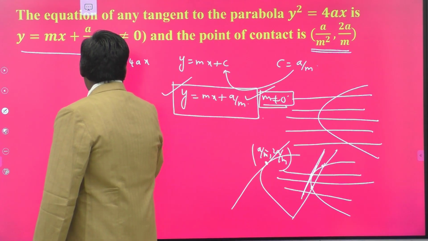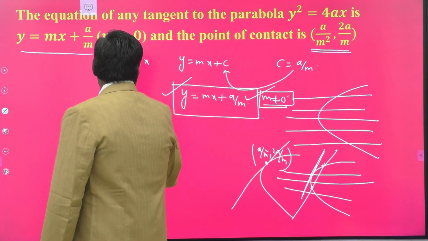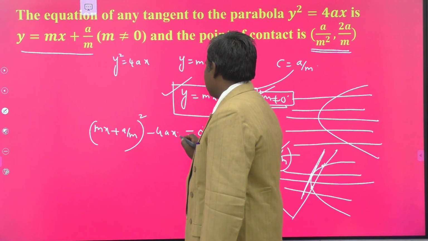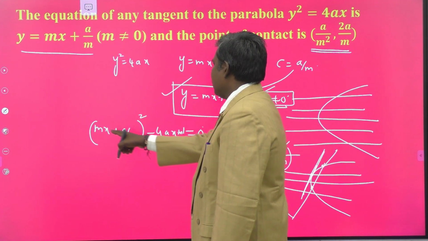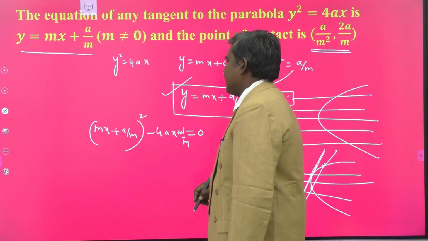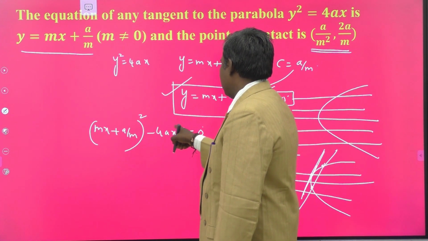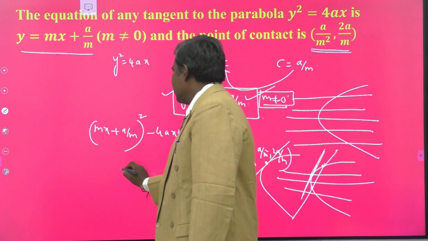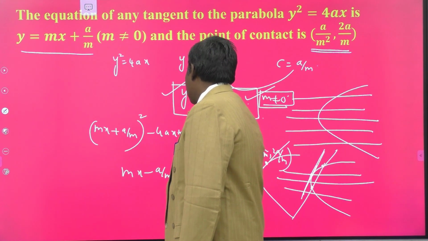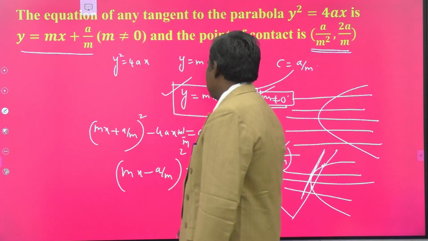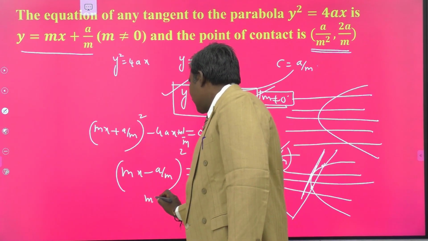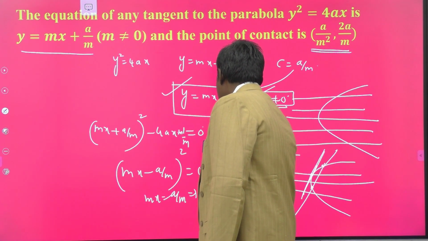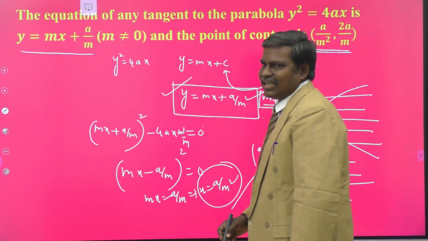So substitute here. What do we obtain? (mx + a/m) whole squared minus 4ax is equal to 0. So this can be written like (a + b) whole square minus 4ab, where a is mx and b is a/m. (a + b) squared minus 4ab means (a − b) whole square. This is nothing but (mx − a/m) whole square is equal to 0. So it is a complete square. Therefore mx = a/m, which implies x = a/m². So we obtain the x value as a/m².